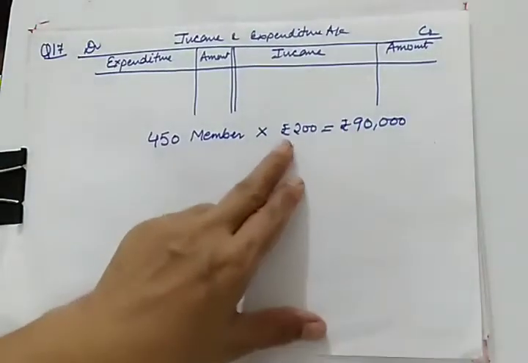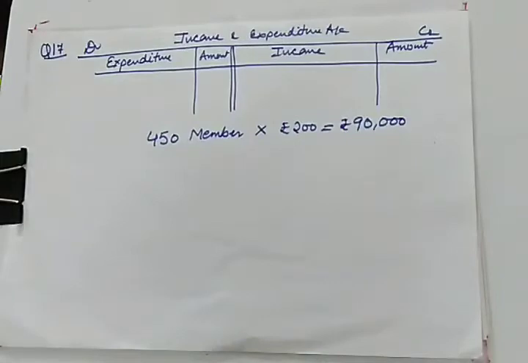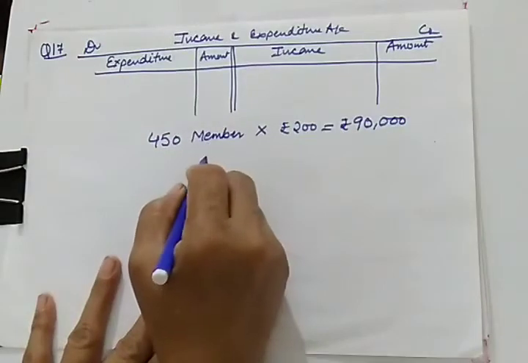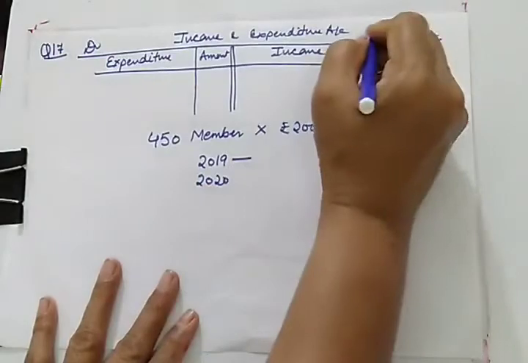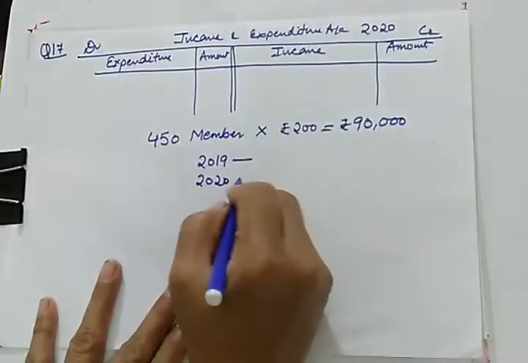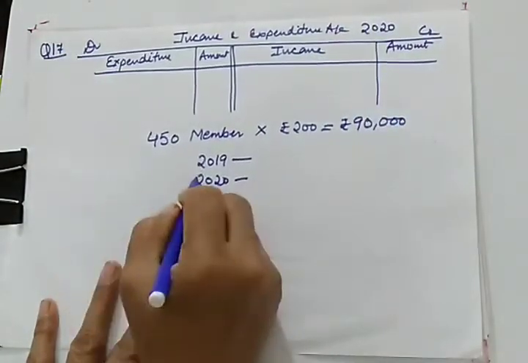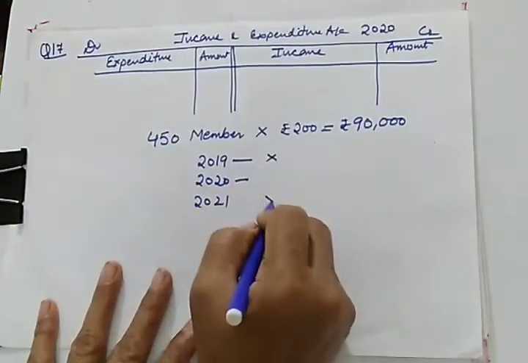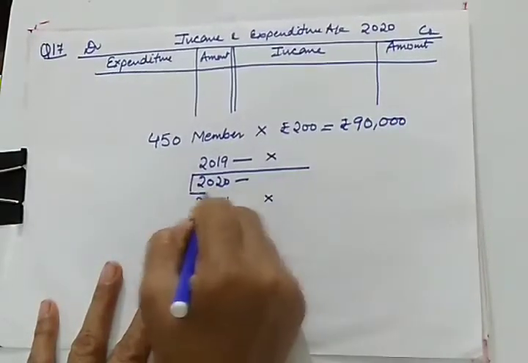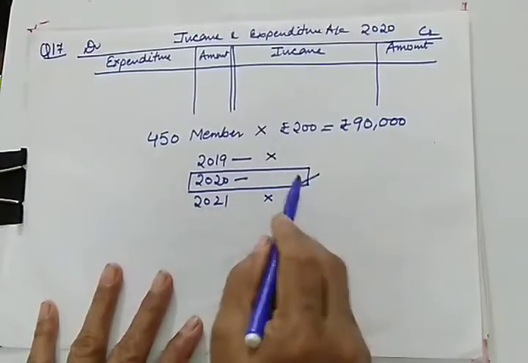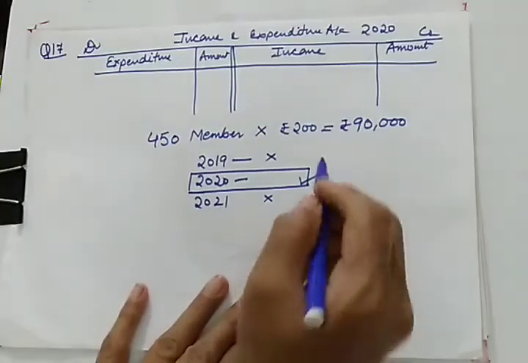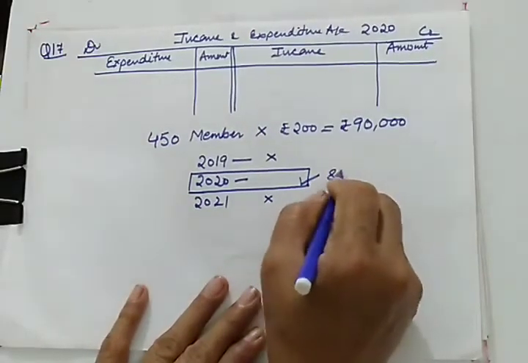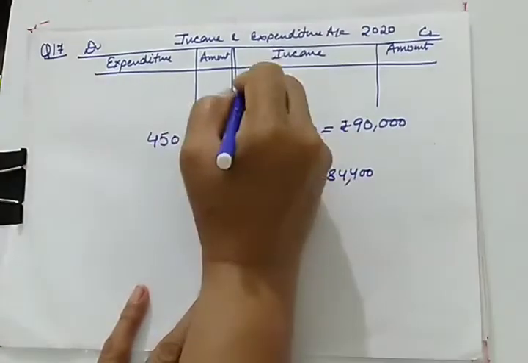But if you observe closely the details given in the receipt and payment account, figures for 3 years are given to you. We are receiving 2019 subscription, 2020, because our current year is 2020, and 2021. So we can easily ignore these two details. We can directly pick up the subscription received in the current year and related to the current year. So this is the subscription received, and the amount given is 84,400.